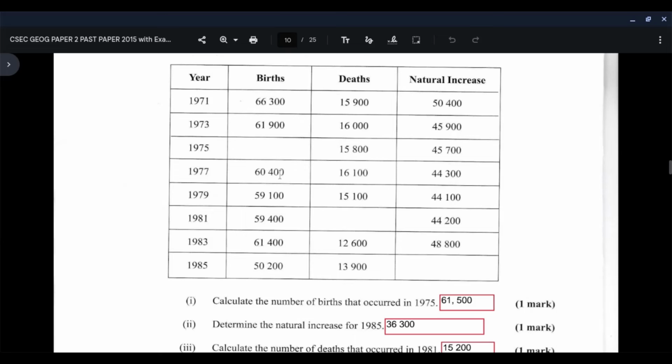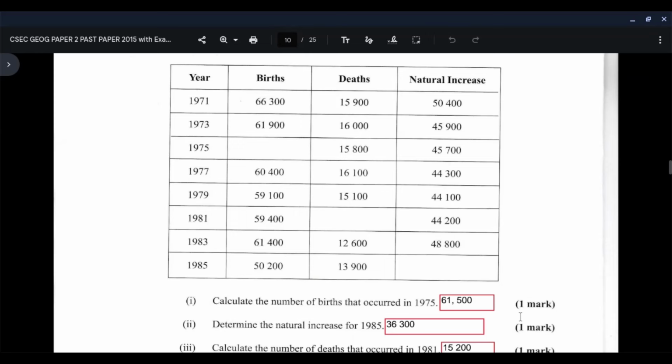Now in order for you to do that, what you'll have to do is add 15,800, which is the death rate, plus 45,700, which is the natural increase. In order to get the birth rate, you have to add the natural increase and the death rate. So that is 61,500. Remember that the death rate subtracted from the birth rate is what gives us the natural increase, hence the reason we are adding.